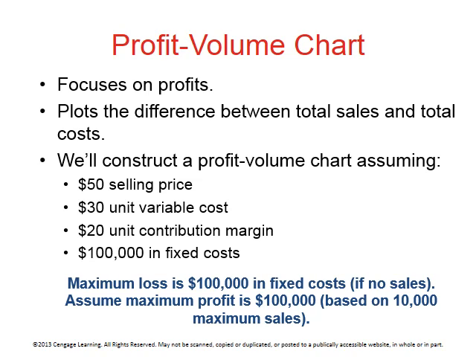And a key here is that a maximum loss is $100,000. So that means if we sell 0 units, we don't incur any variable costs, but we still incur the $100,000 of fixed cost.